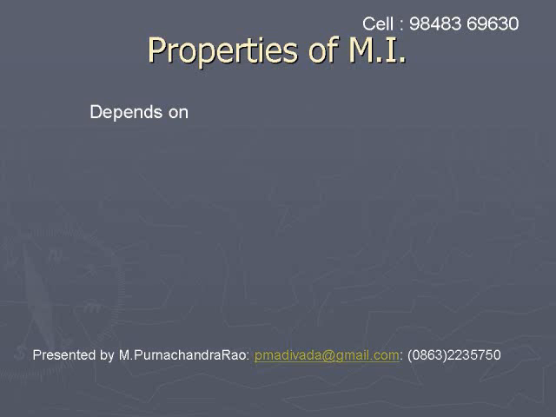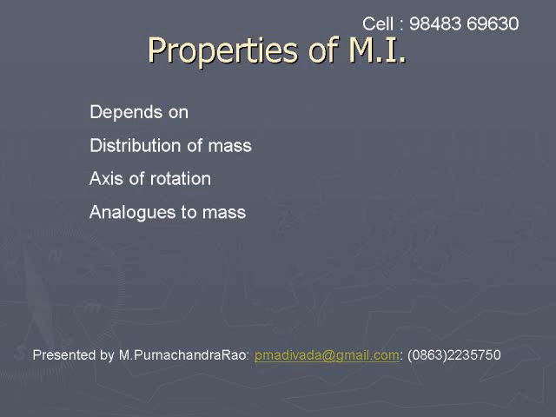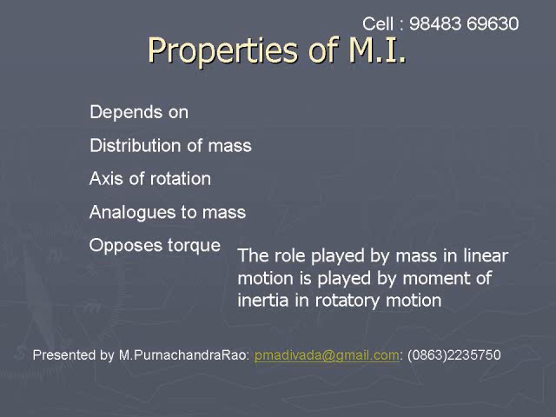Properties of moment of inertia. Moment of inertia depends on the distribution of mass and the axis of rotation. It is analogous to mass. Mass opposes force; similarly, moment of inertia opposes torque. The role played by mass in linear motion is played by moment of inertia in rotatory motion.